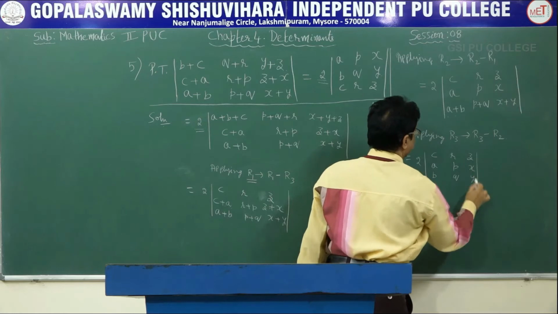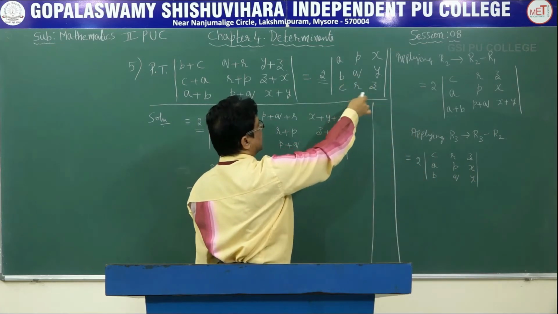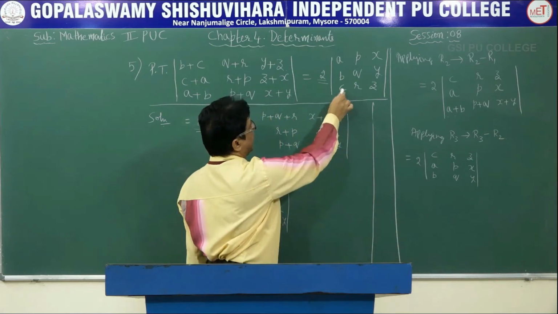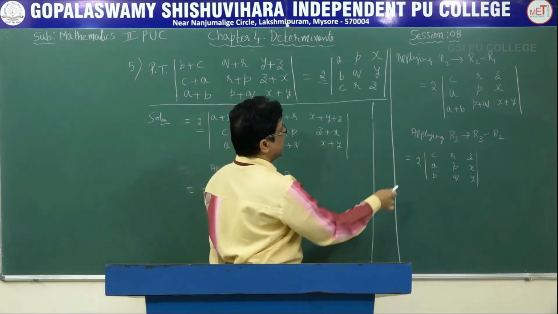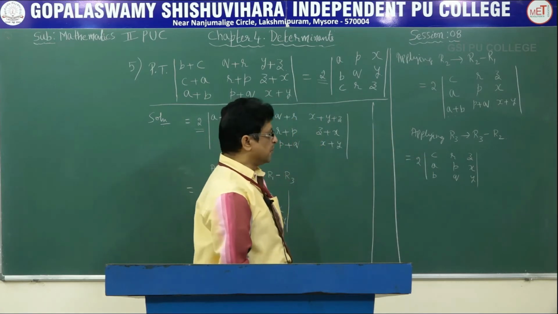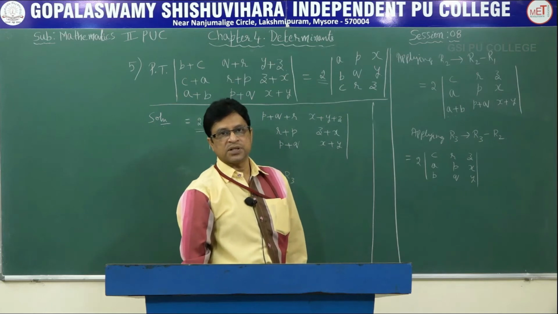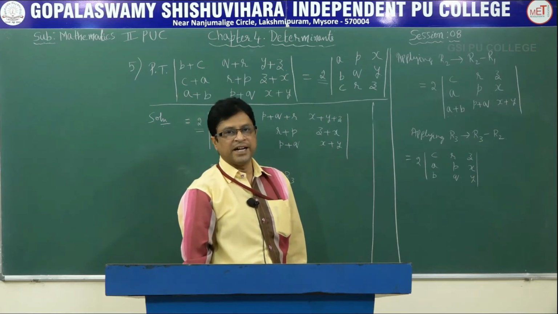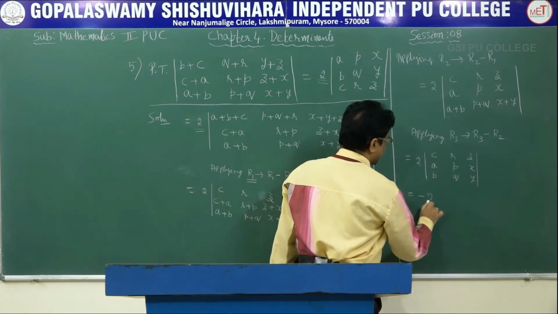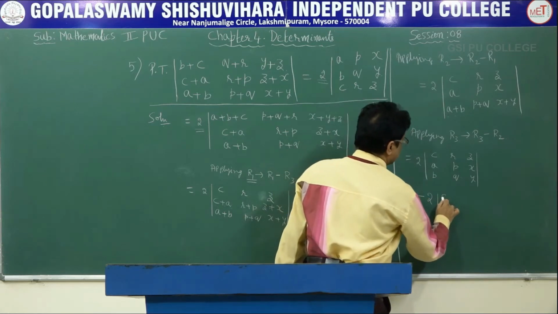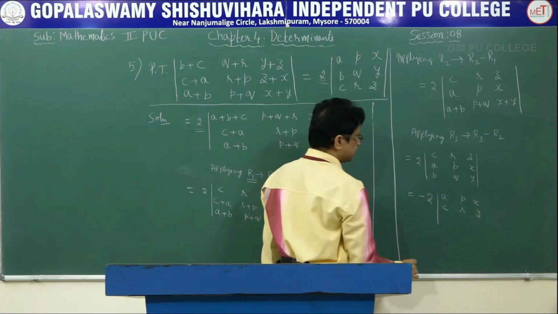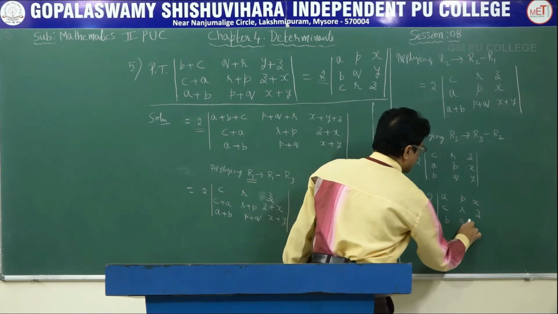You will get y. Now, here the arrangement of the rows is different from what we have got. So to get the required answer, what we have to do is interchange R1 and R2. So we know that if we interchange any two rows or columns, then the value of the determinant changes by sign. So this will be equal to minus 2 into the determinant of a, p, x, c, r, z, b, q, y.